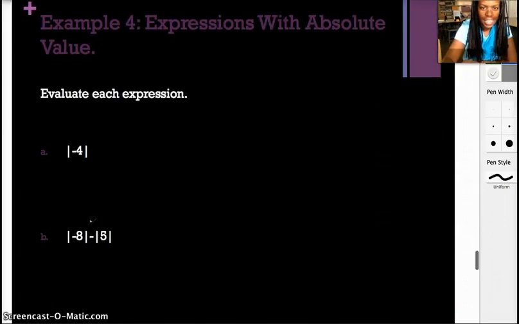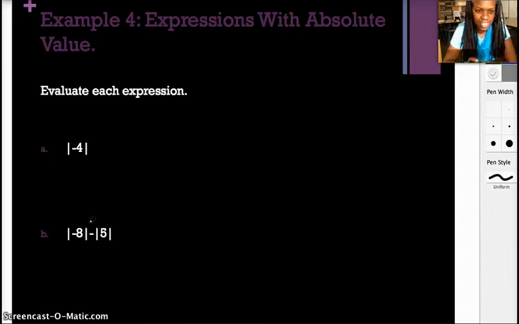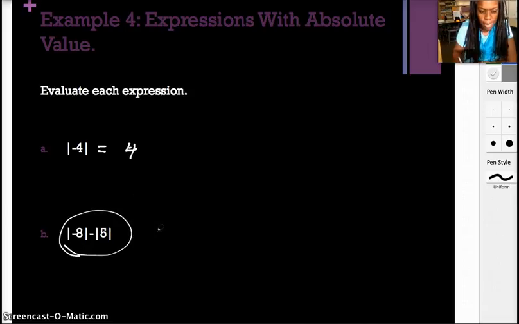And our final example is that we're going to deal with expressions that have absolute value. So the first one you guys should be good at, given our definition of absolute value in our discussion. The absolute value of -4 is, so we're thinking about the distance from 0, is simply +4. Here, this is a little bit more complicated, so I'm going to write it a little bit larger so we can kind of analyze what's happening.